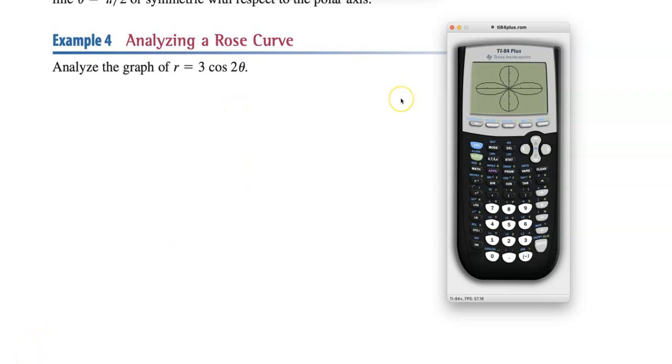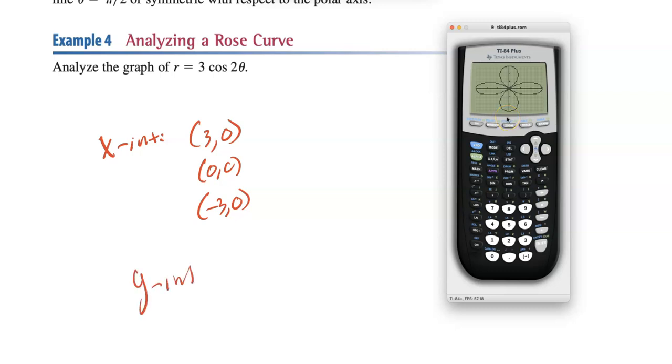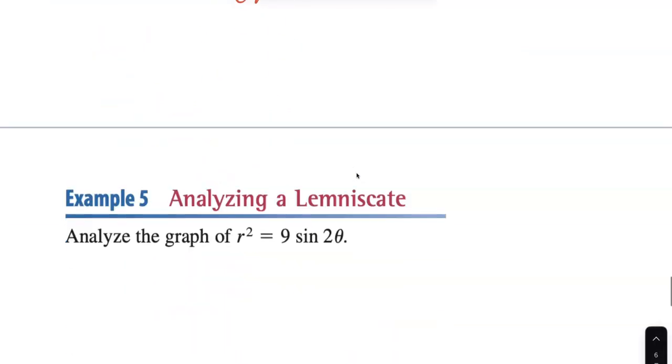If I wanted things like the x-intercepts, that would be here. So 3, 0. That would be 0, 0. And -3, 0. This is in rectangular. If I wanted it in polar, it would be pi. And there's lots of choices, but pi and 3, 0 and 3, and so on. If you want the y-intercept, based on rectangular, you'd go 0, 3, and then 0, -3. Anyway, that's what that one looks like. It's a rose curve. Now let's look at a lemniscate.